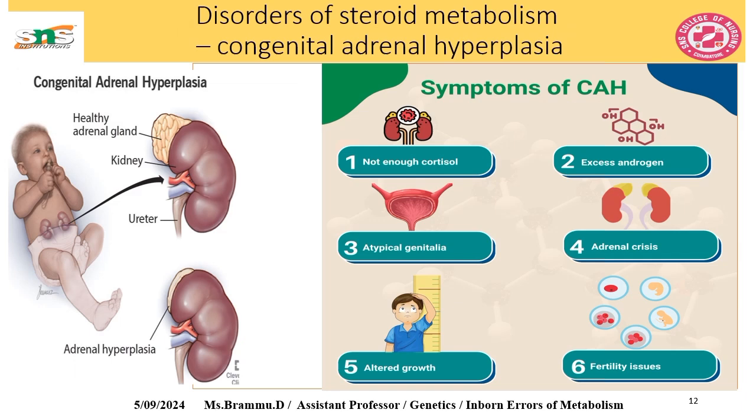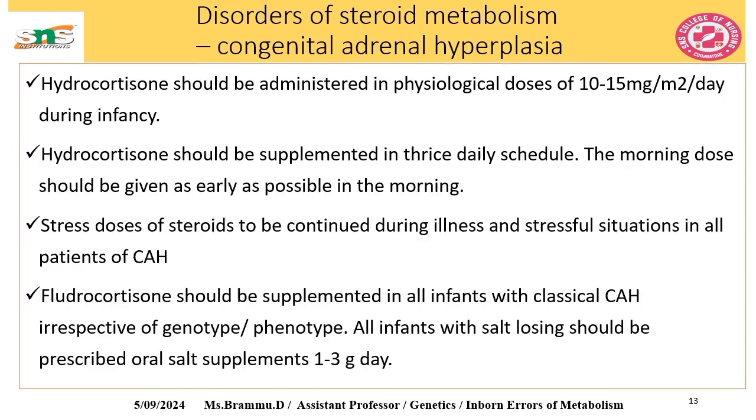In disorders of steroid metabolism, the client can develop congenital adrenal hyperplasia. When you see the picture on the left side, you can see that the adrenal gland is very much thickened and the growth of the adrenal gland is very high when compared to the lower kidney. The common symptoms are not enough cortisol, excess androgen, atypical genitalia, adrenal crisis, altered growth and fertility issues. So these clients can be easily identified soon after birth by examining the genital area.